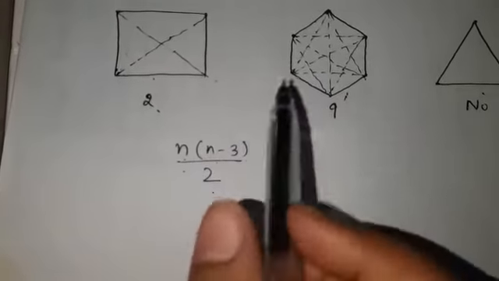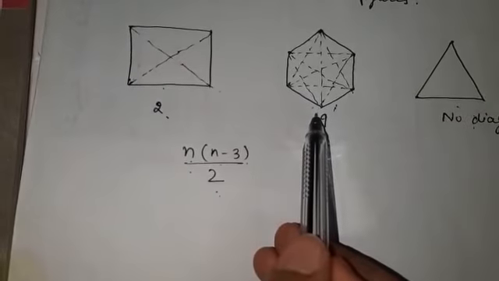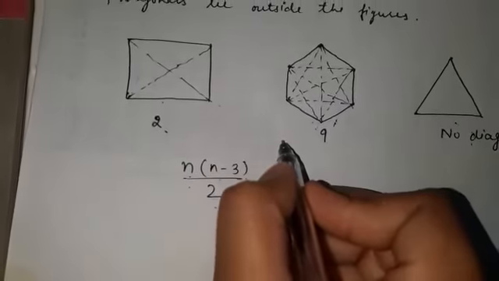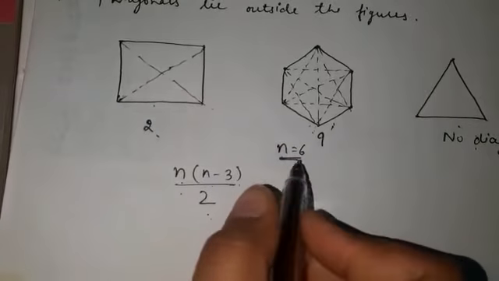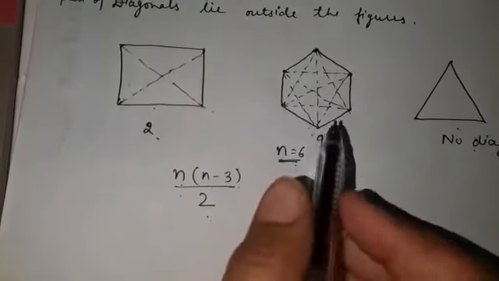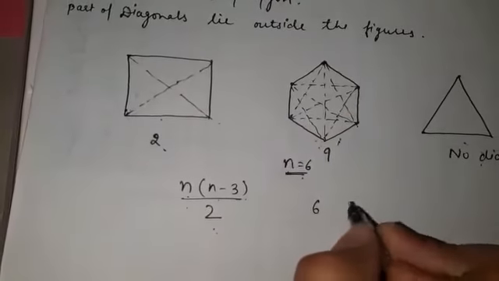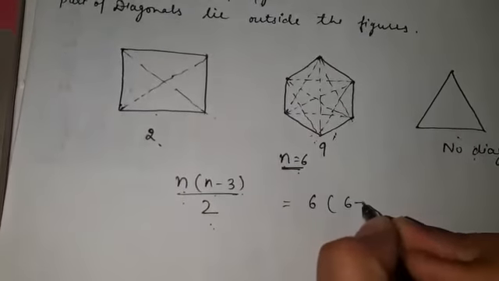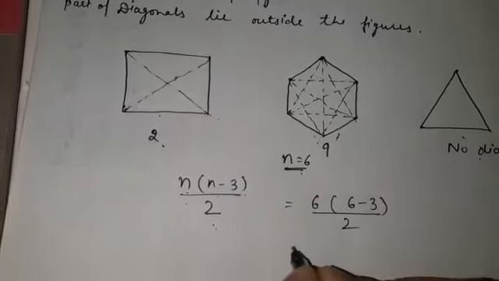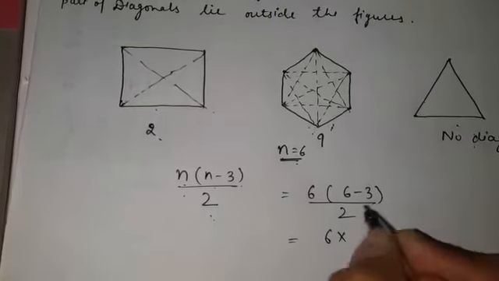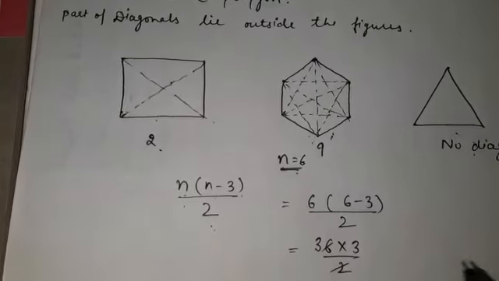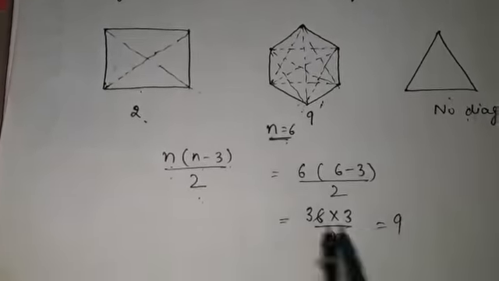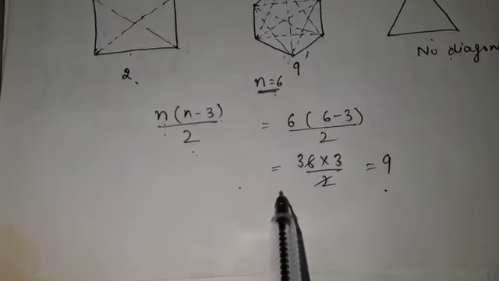For example, this second part was a regular hexagon, means the number of sides were 6 here. If I apply this formula to find the number of diagonals, it will be 6 into 6 minus 3 upon 2. That means 6 into 3 upon 2. 2 3s are 6, 3 3s are 9. See, without drawing any figure I can find out the number of diagonals.